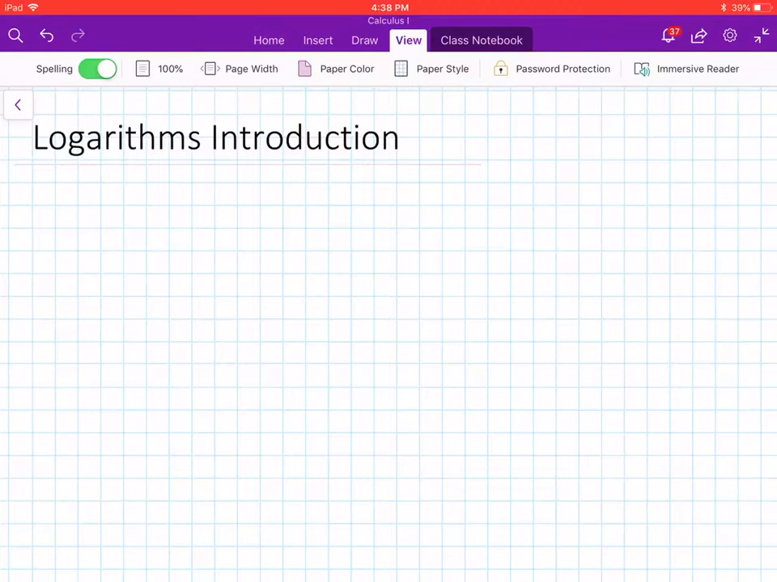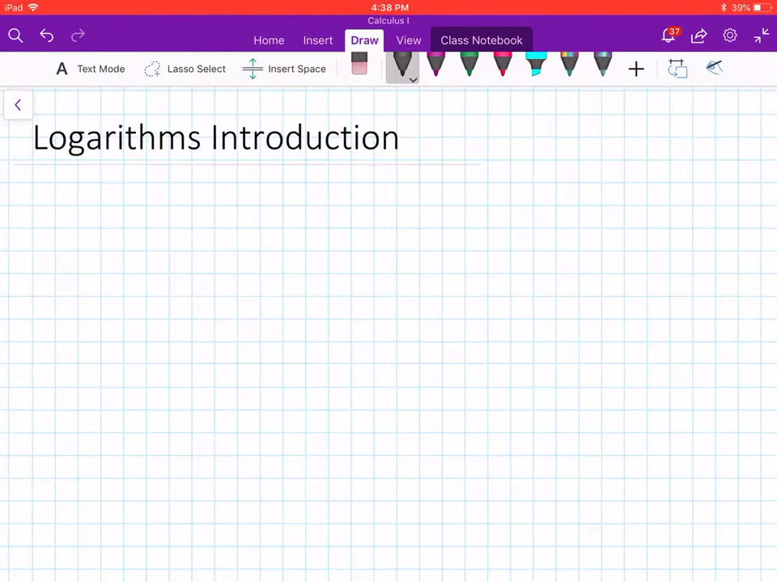Okay, today's video we're going to talk about logarithms, and basically we're just going to introduce them and get used to what's going on. So let's start out with the definition.